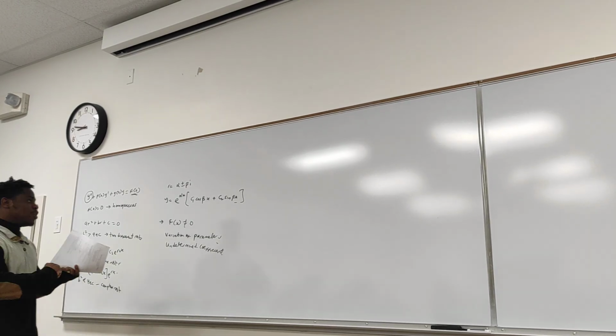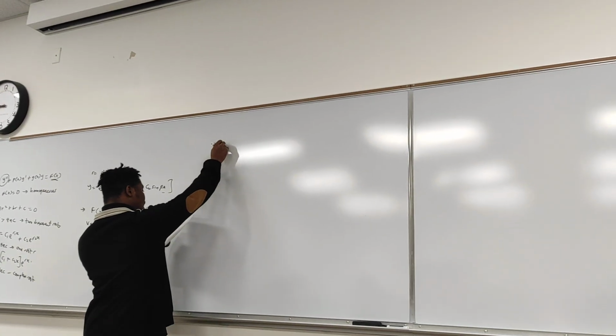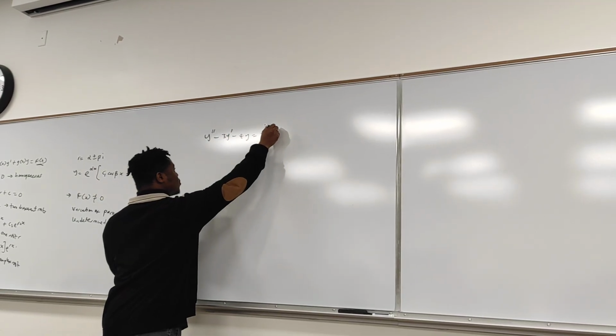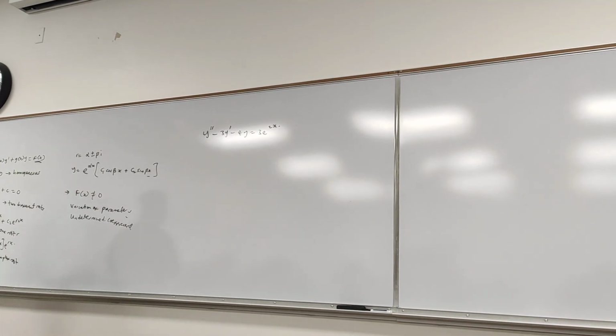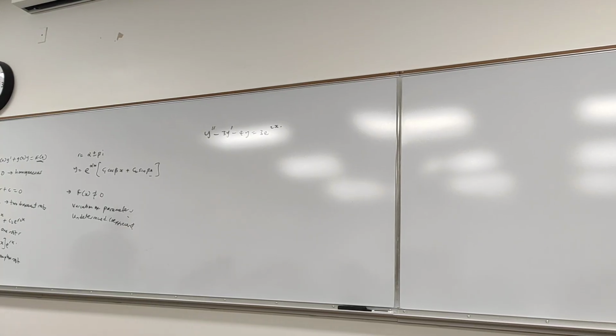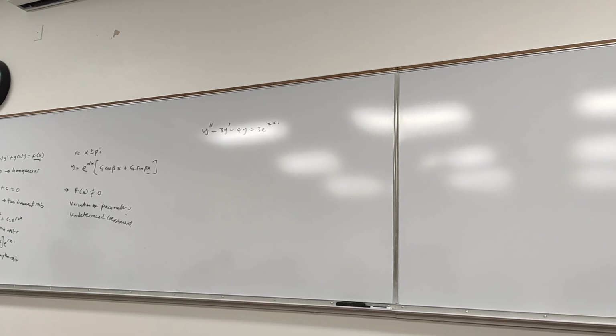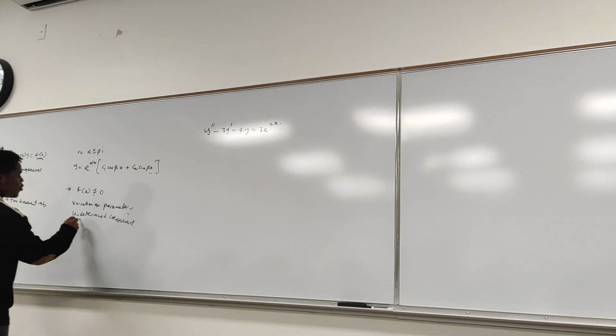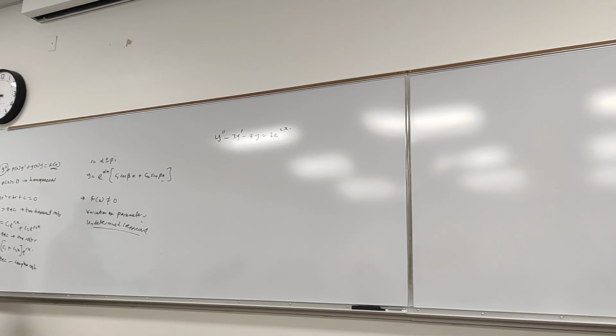So let's start with the first one. This one we've solved before. y'' - 3y' - 4y = 3e^(2x). Did we solve this before in class? Okay, so we want to use the method of undetermined coefficient to solve this.